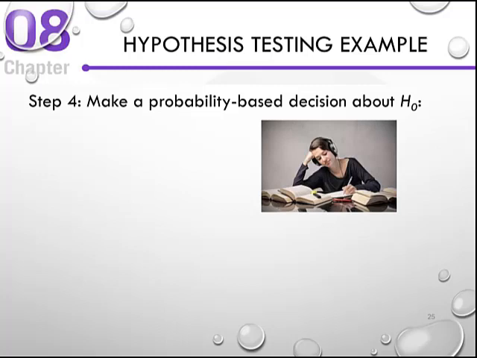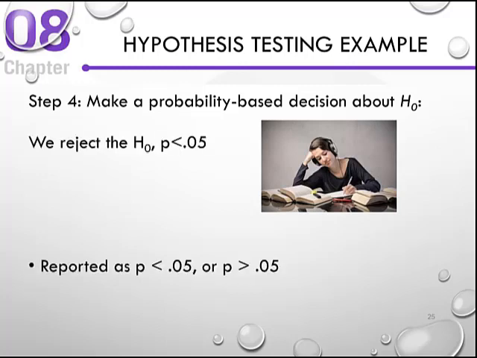And in the last step, step 4, we make a probability-based decision about the null hypothesis. We found that our mean of 89 was located in the critical region, so we reject the null hypothesis. The probability that the null hypothesis is true is less than 0.05. So this is how it is reported if we found it to be in the critical region. If we find it not to be in the critical region, then we would show it like this.